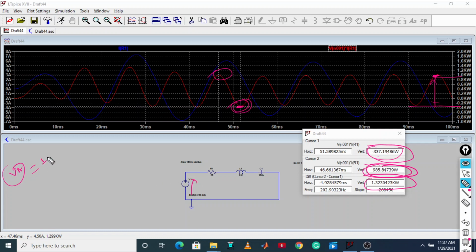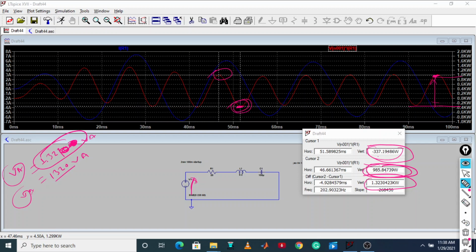What is that? 1323, something like that, or we can say 1.32, meaning 1.332 kilowatt it is supplying. Exactly by calculation it came around 1320. Not kilowatt, it is volt ampere, because we have just multiplied voltage with current, so it will be volt ampere, 1320 volt ampere. This is the supply power that is being supplied over here.